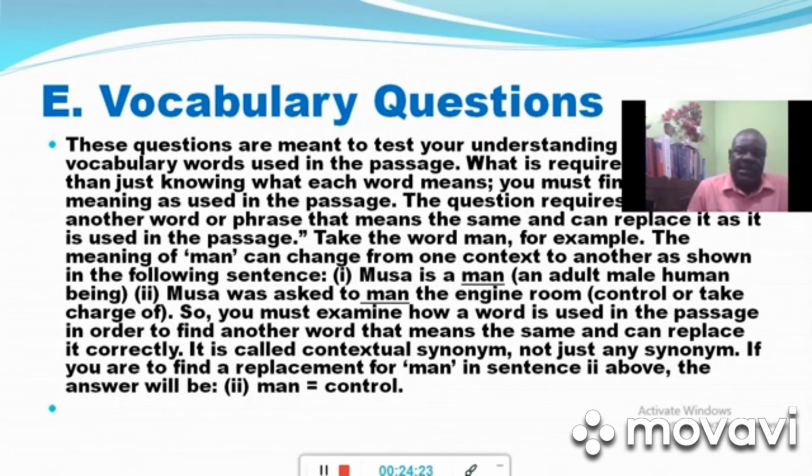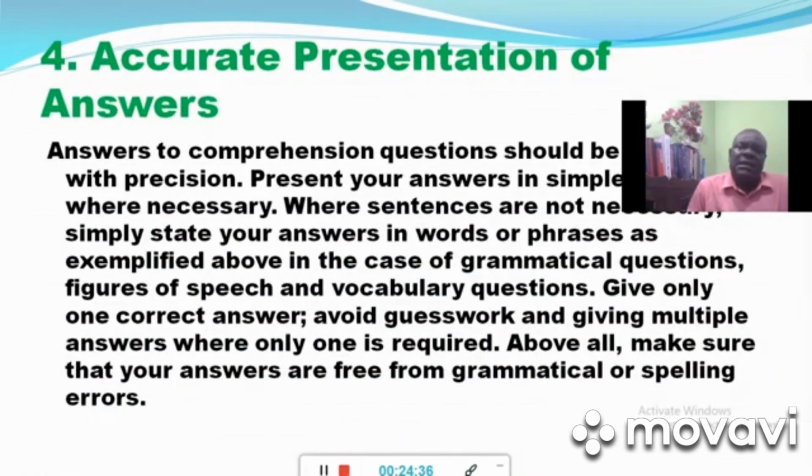Precision, as I said, is the hallmark of good presentation of comprehension answers. What you need to do to win maximum marks in your comprehension question is to observe accurate presentation of answers. Now, comprehension questions are unique. In comprehension, you are not asked to write an essay. You are given specific questions that require specific answers. So, state the answers precisely, depending on the type of question that you are attempting.